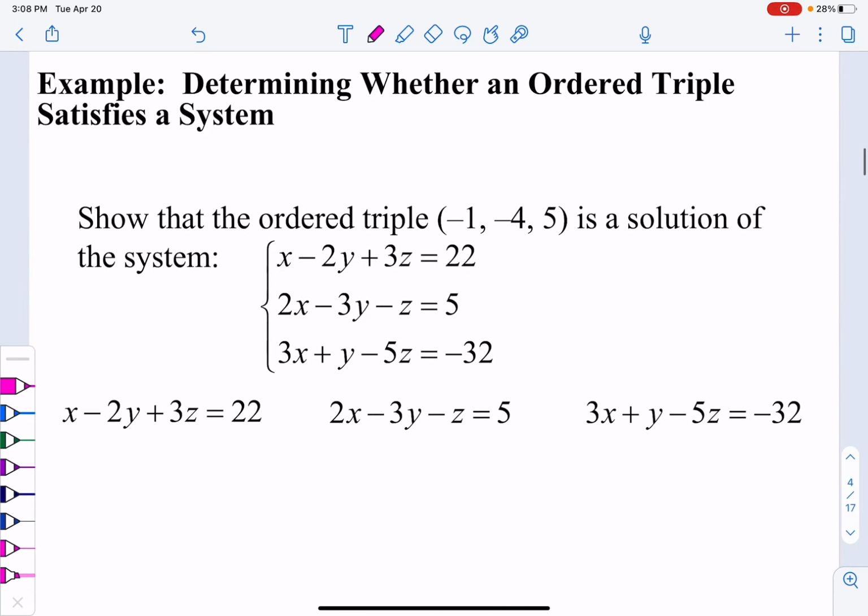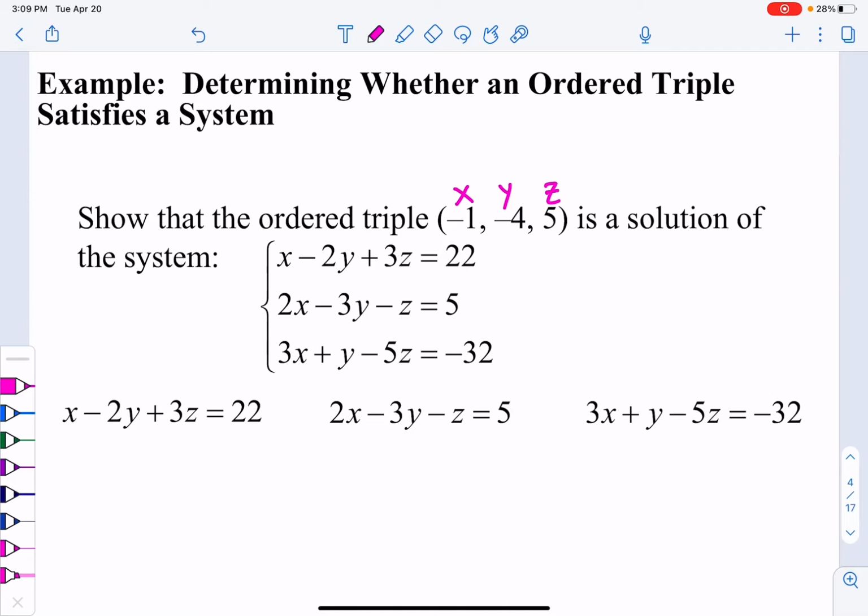So let's try an example. Determining whether an ordered triple satisfies the system. So show that the ordered triple, -1, -4, and 5, is a solution of the system. So all we're going to do is plug in -1 for x, -4 for y, and 5 for z, and make sure that it's equivalent.